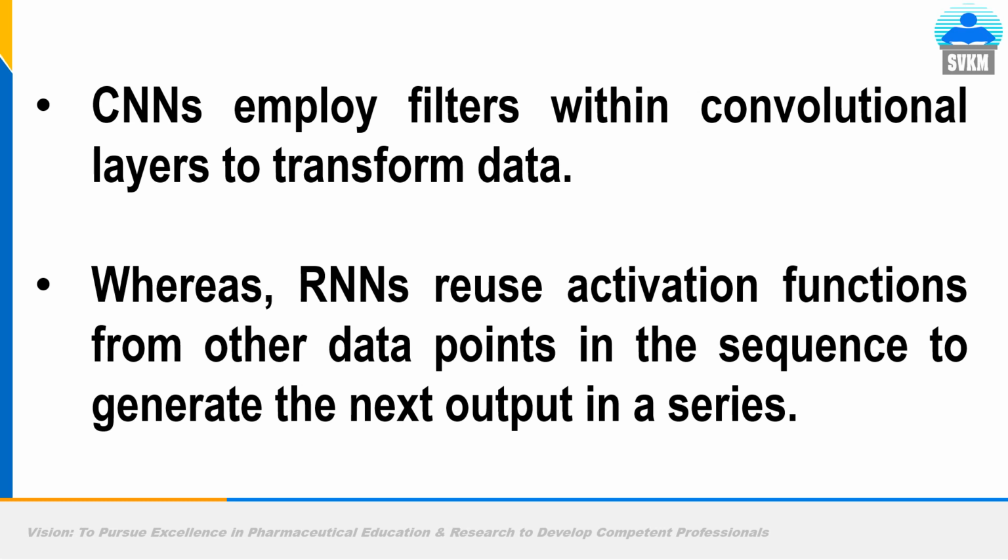So with this, we finish two important deep neural networks, CNN and RNN. CNN employs filters within convolutional layers to transform data, whereas RNN reuses the same activation function from other data points in the sequence to generate the next output in the series in a valid fashion.